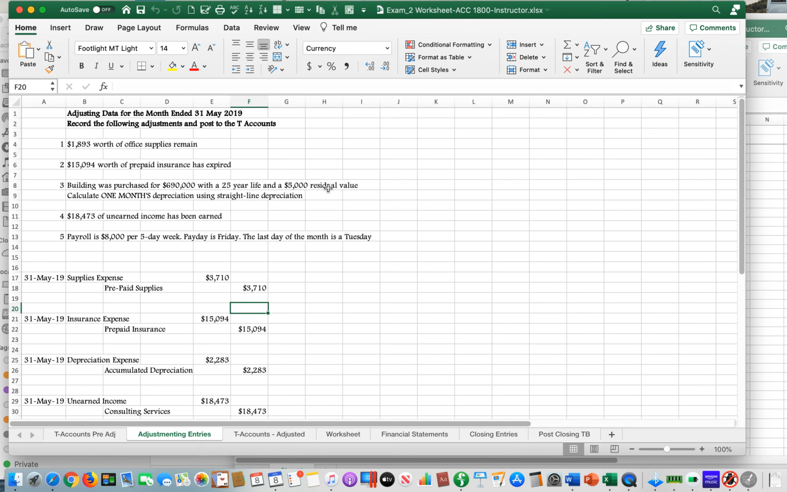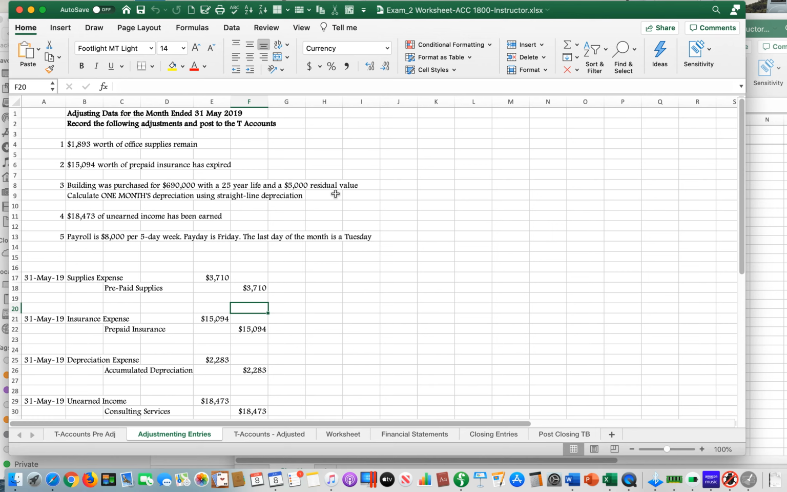In other words, this building was purchased for $690,000. The useful life was estimated to be 25 years, and the residual value was estimated to be $5,000. Residual value, scrap value, salvage value, same thing. In other words, after 25 years, the building will no longer be useful to you, and you'll sell it and probably get $5,000 for it. That's what that means.